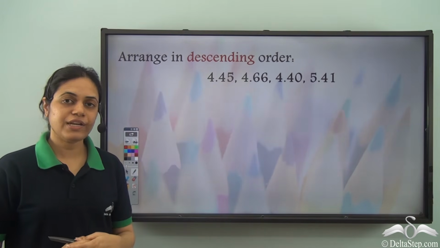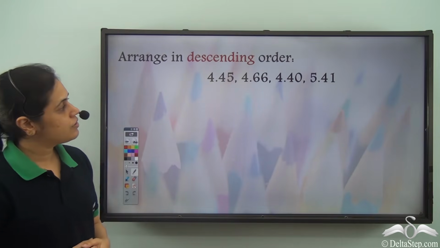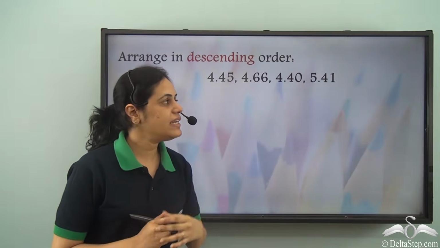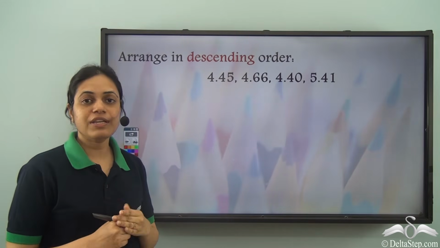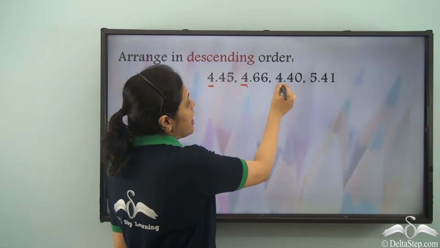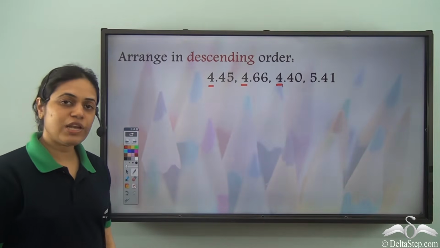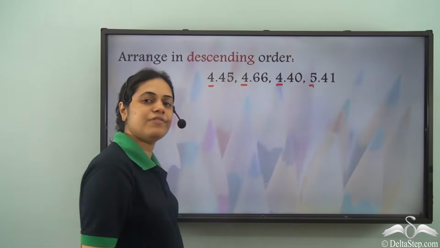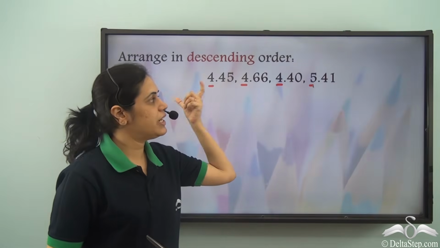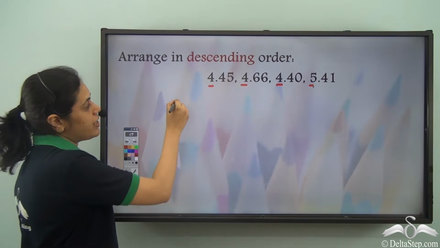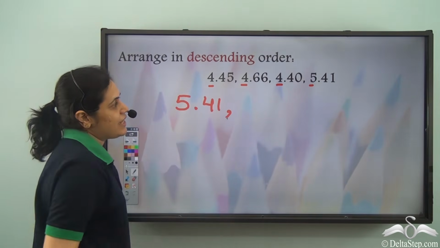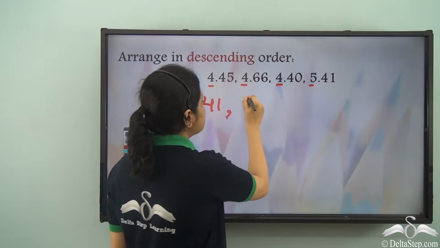Now can you arrange these in descending order? So we have 4.45, 4.66, 4.40 and 5.41. So first we need to look at the digits to the left of the decimal point. These three numbers have 4 as the digit to the left of the decimal point and this has 5. So this is greater than each of these. So this is the greatest among these 4. So I write 5.41 first and then I write the other numbers as they are.